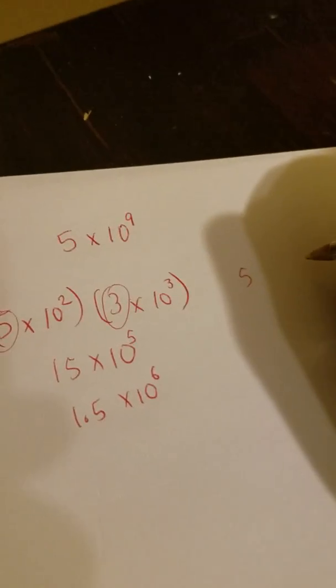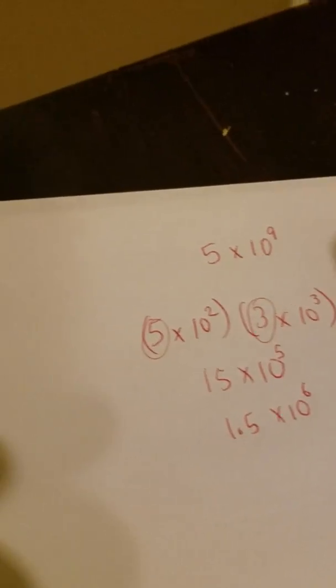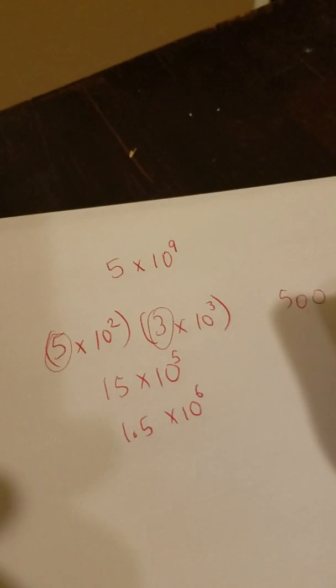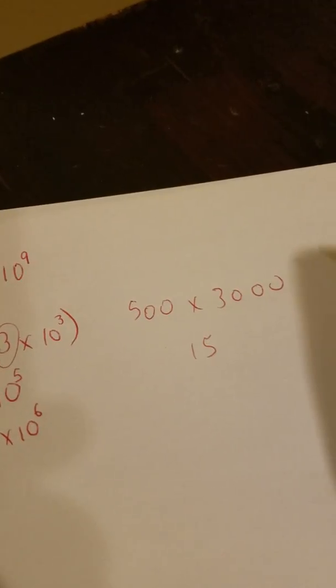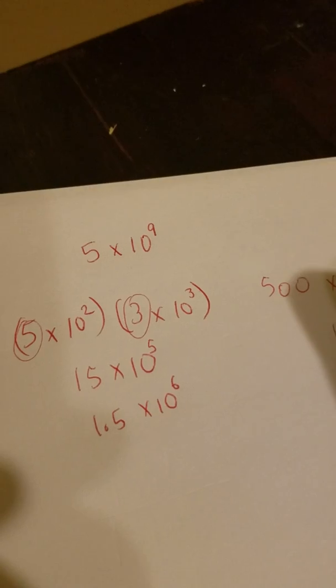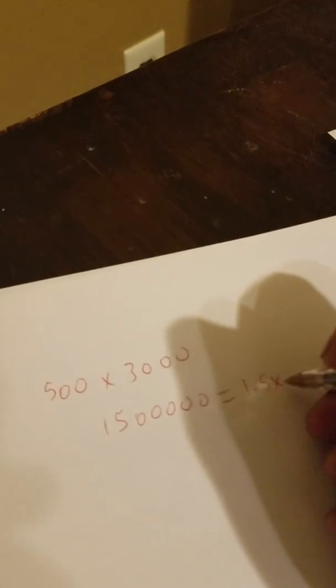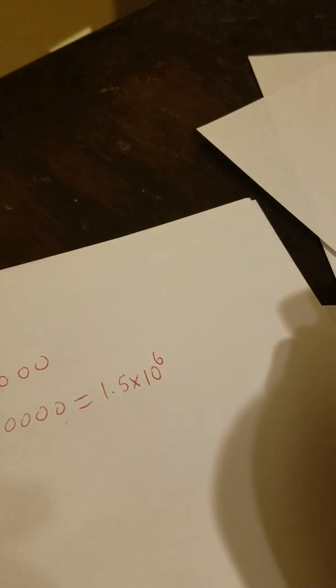Now, if I was to do it the other way, it would be 500 times 3,000, right? So 5 times 3 is 15. Then I add the zeros, 1, 2, 3, 4, 5. Then I have to write this as scientific notation. So we count from here, 1, 2, 3, 4, 5, 6. So 1.5 times 10 to the power of 6. So we get the same answer.